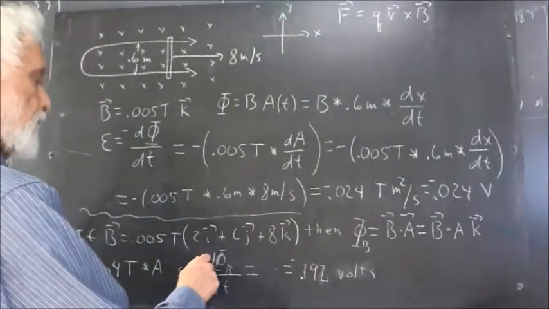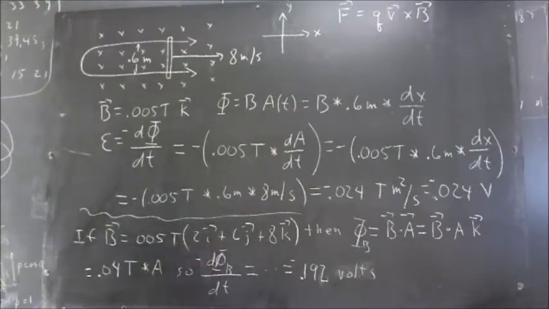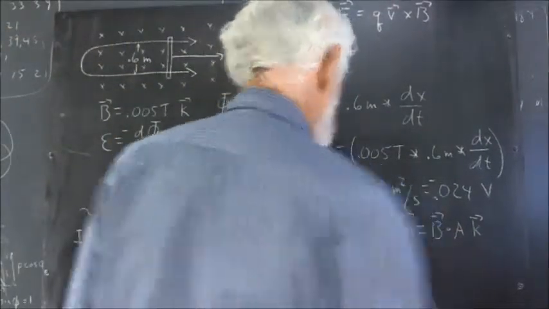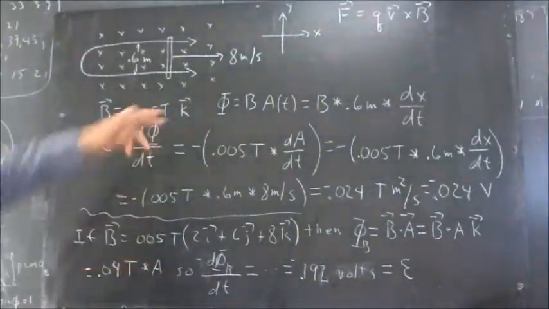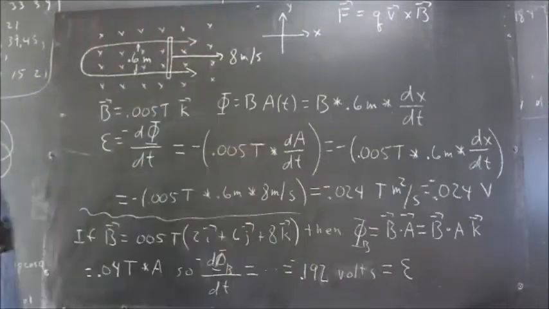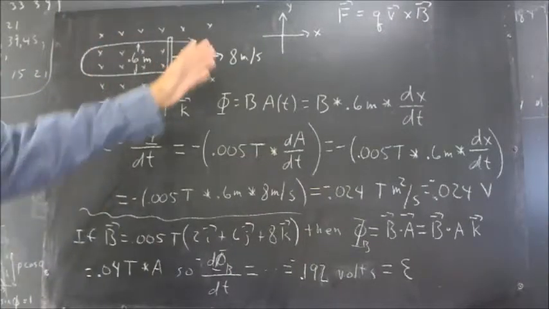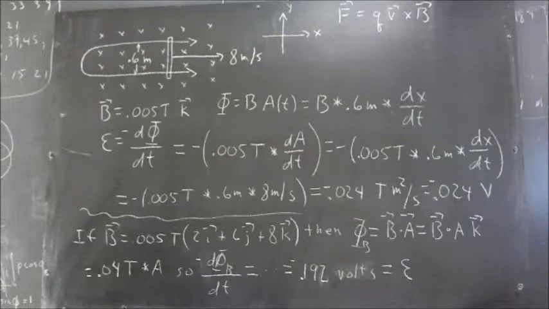You could say that the negative of your derivative of phi with respect to t, which is going to be your EMF, is going to be that. So that's going to be the EMF that you induce as a result of the changing area in the presence of a magnetic field.